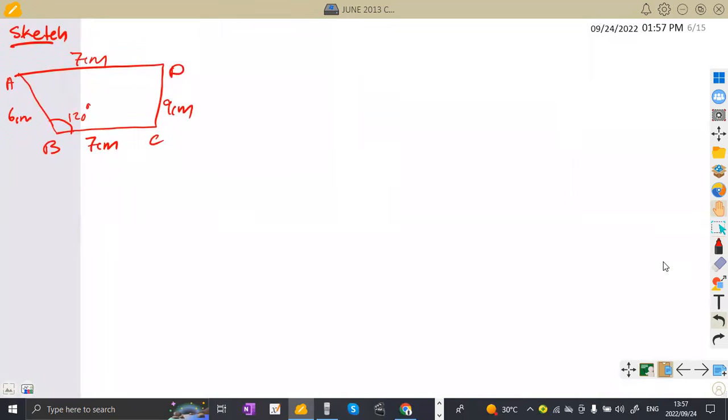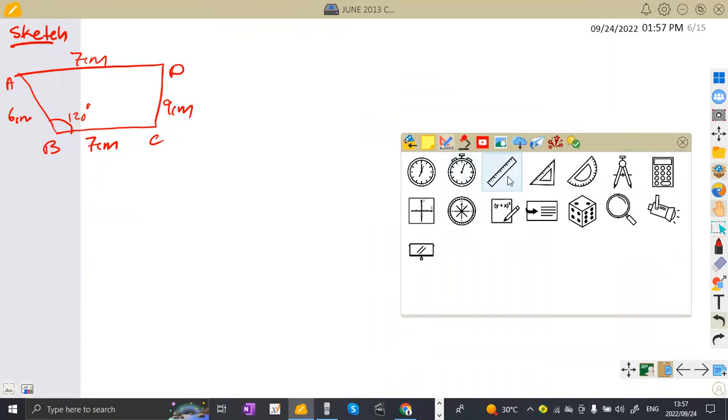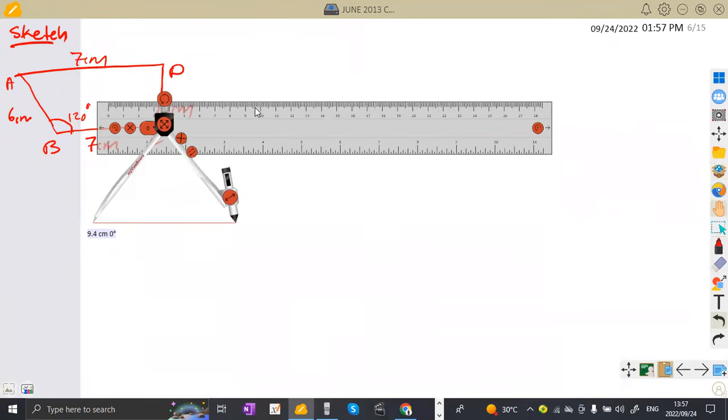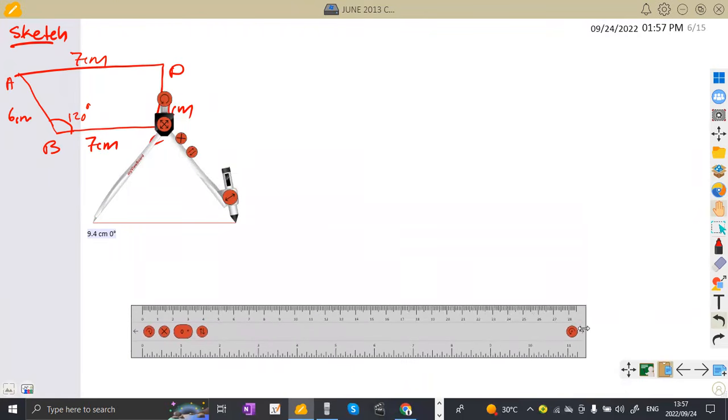Let us now construct. We need our instruments, the ruler and the compass. This is all we need for constructions, only ruler and compass. If you want to measure, that's where maybe you're going to use your protractor, but for now we just need ruler and compass. So this is what you're going to have, guys. As I told you, your construction always starts on a straight line.